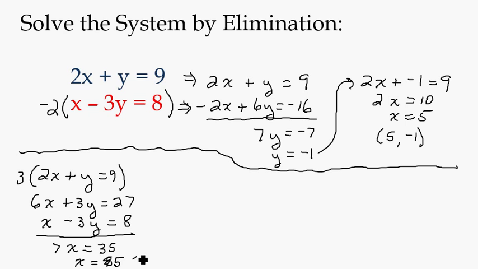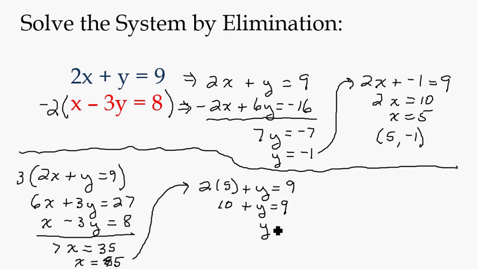So if you were doing it this way, you'd still want to go and plug 5 in. Let's plug it into the blue equation and figure out what y is. And it should come out to be negative 1. Let's see, we get 10 plus y is 9, subtract 10 from both sides, and we get negative 1, right? So it doesn't matter. You can make either variable drop out, and you're going to get the same answer.